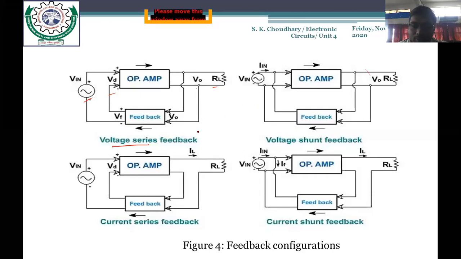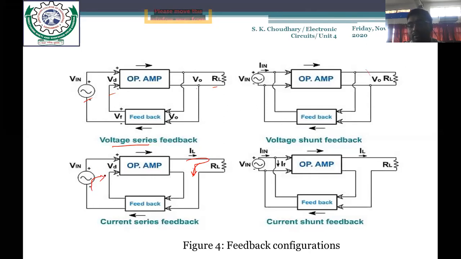Now the third one is where we make a loop on the output network that is responsible for feeding the output current back to the input side, and it also makes a second loop on the input side with the input voltage source.